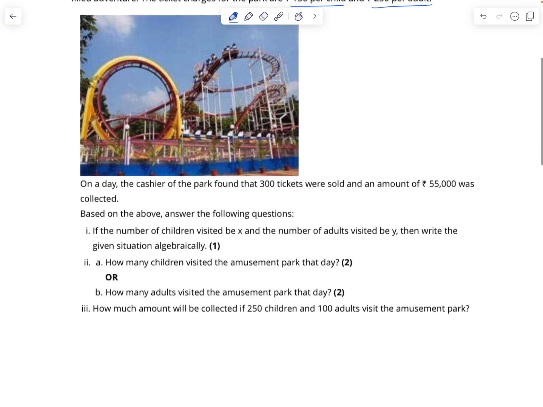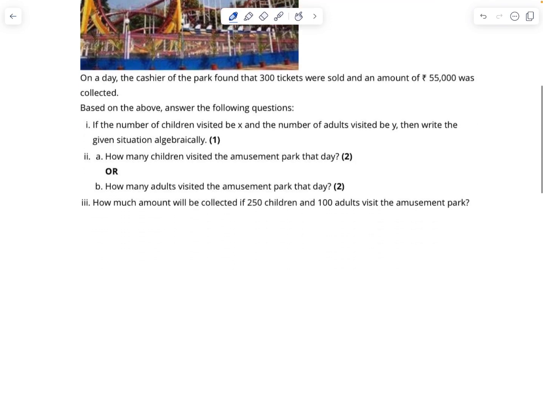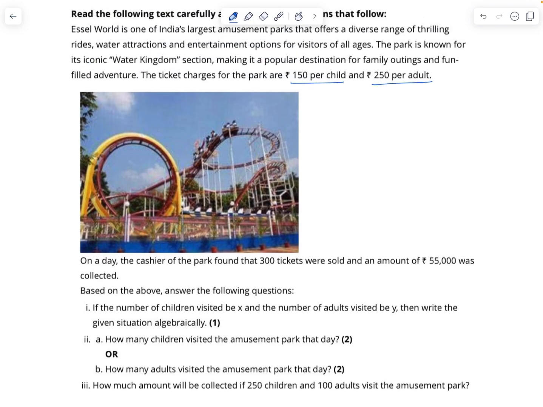On a day, the cashier of the park found that 300 tickets were sold and an amount of rupees 55,000 was collected. Based on the above, answer the following questions. Question 1. If the number of children visited be x and the number of adults visited be y, then write the given situation algebraically. Now let's take down what the question has given to us.